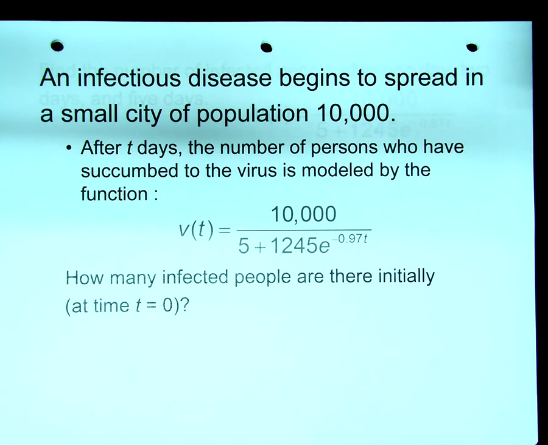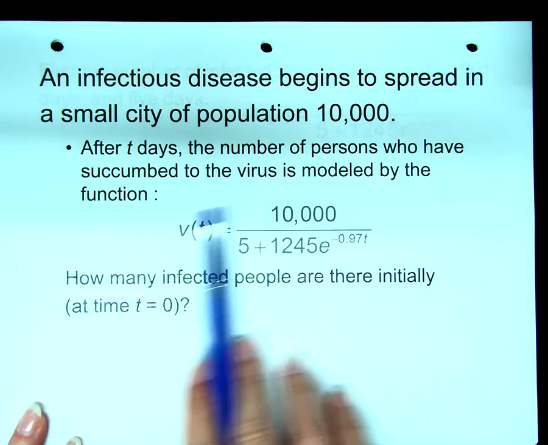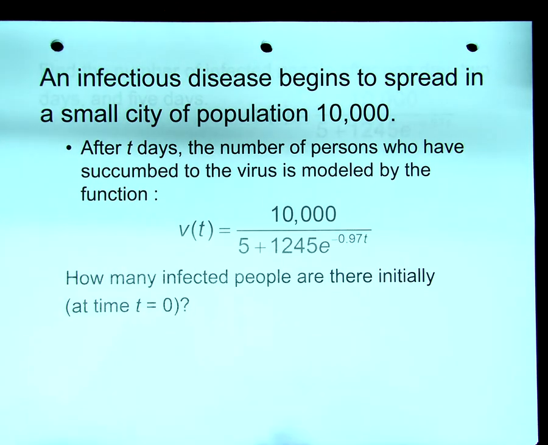Okay, so an infectious disease begins to spread in a small city of population 10,000. After 10 days, the number of persons who have succumbed to the virus is modeled by this function. So in this particular example, this is the function that we are given to use. How many infected people are there initially at t equals 0?